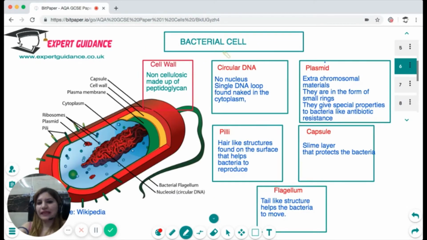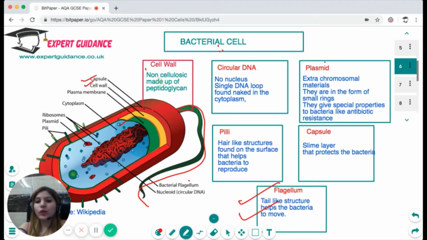Next is the bacterial cell. You should know a typical prokaryotic cell, which is a bacterial cell. Make sure you can label it. So you can see the tail-like structure, which is the flagellum, which helps the bacteria to move. Then it has a cell wall and the cell membrane.